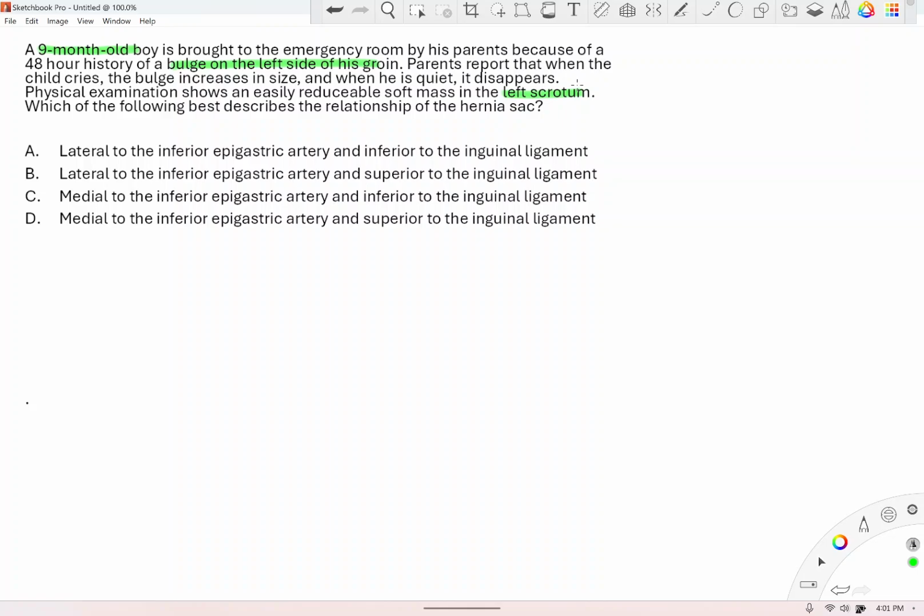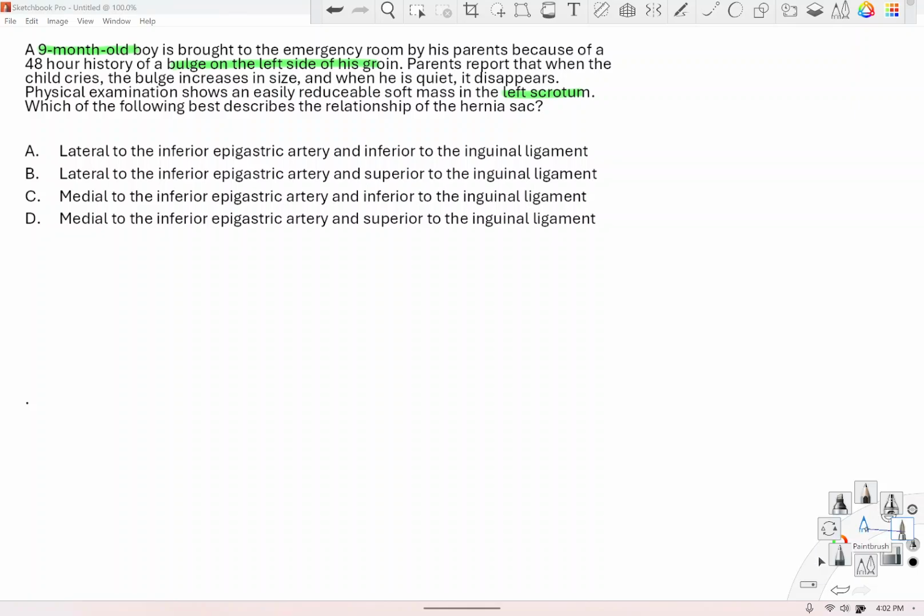Okay, which of the following best describes the relationship of this hernia sac? A, lateral to the inferior epigastric artery and inferior to the inguinal ligament. Okay, so this is talking about inguinal hernia. Let's go talk about inguinal hernia.